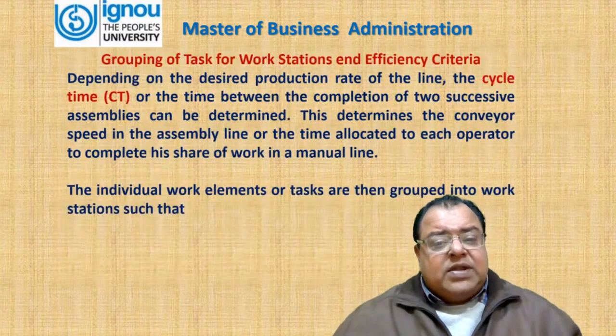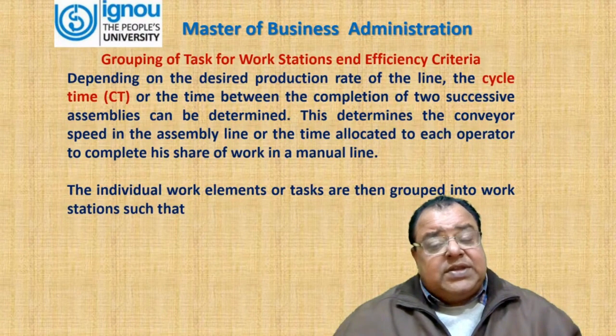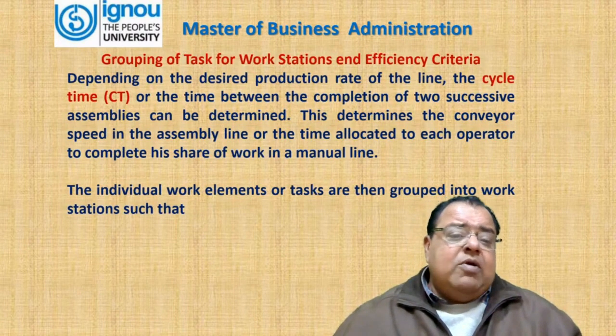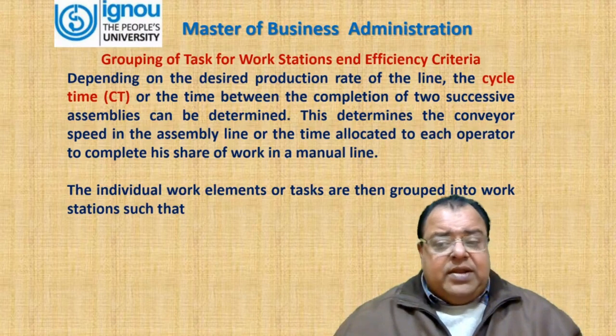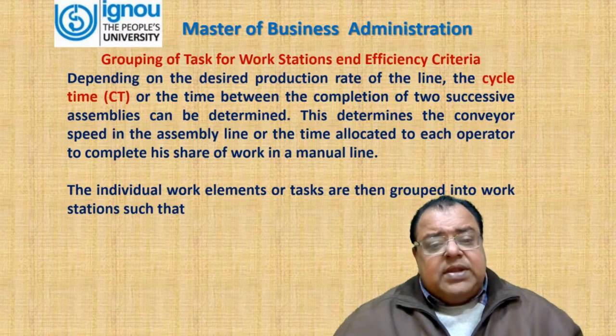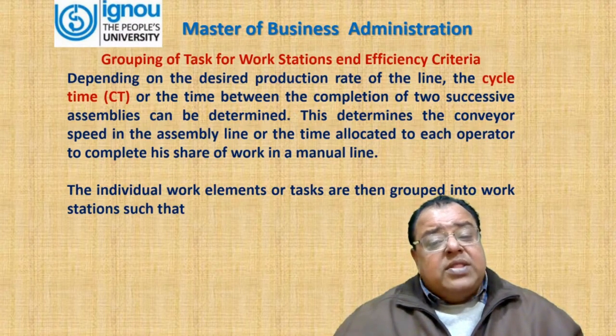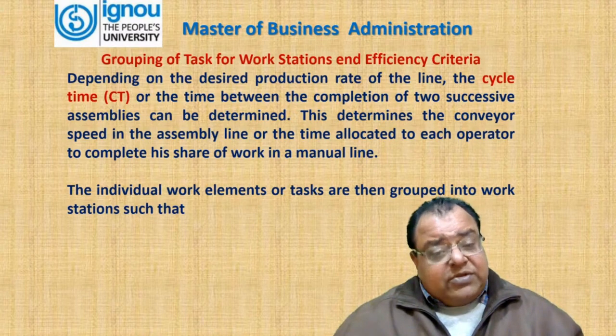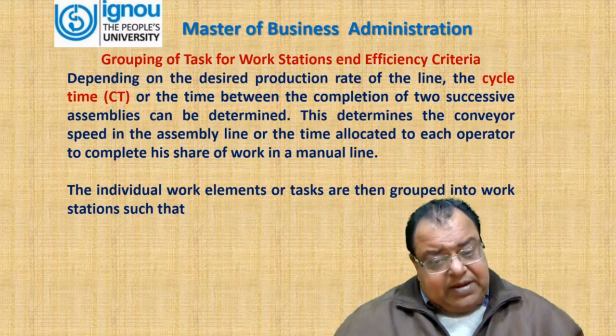Grouping of tasks for workstations and efficiency criteria. Depending on the desired production rate of the line, the cycle time, that is CT, or the time between the completion of two successive assemblies can be determined. This determines the conveyor speed in the assembly line, or the time allocated to each operator to complete his share of work in a manual line.